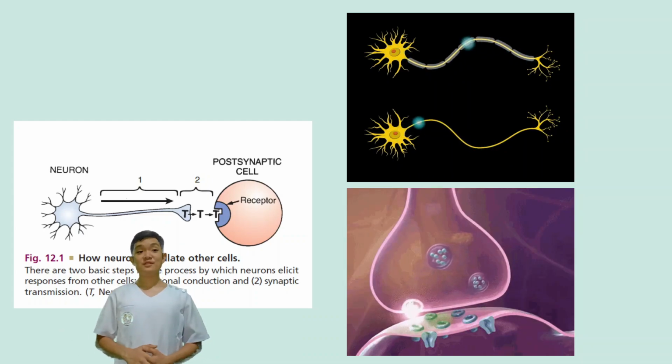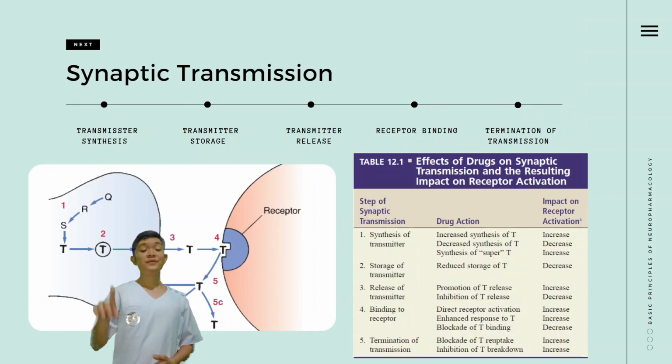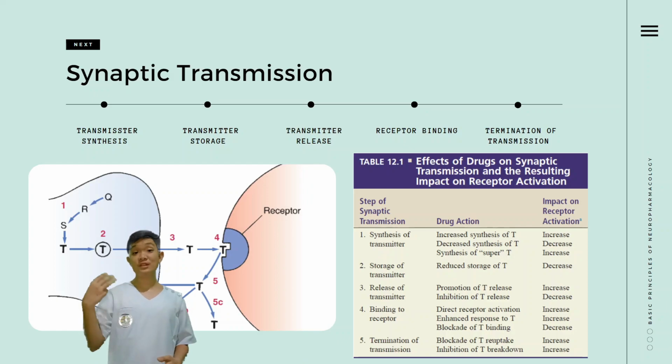The five steps of synaptic transmission are transmitter synthesis, which produces neurotransmitter; transmitter storage, which stores neurotransmitter in vesicles; transmitter release, which releases neurotransmitter; receptor binding, which binds to specific receptors; and termination of transmission, which can be broken down or reabsorbed.